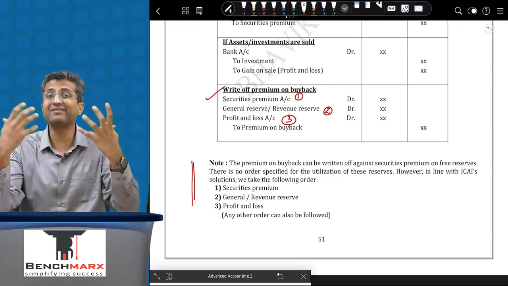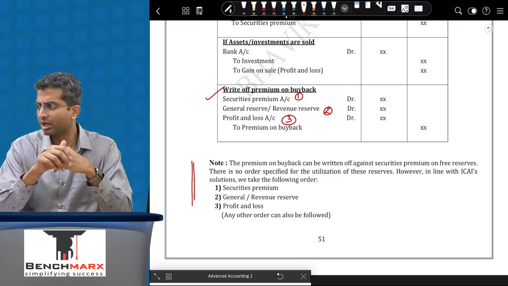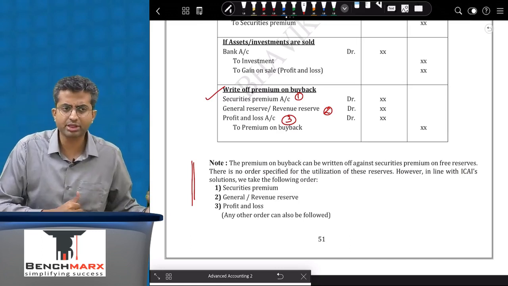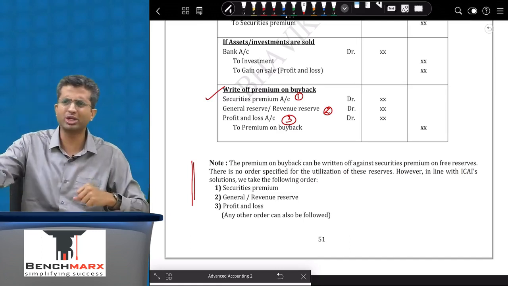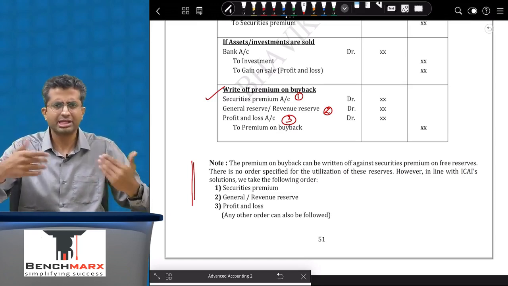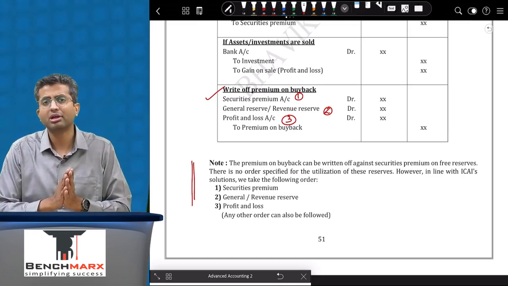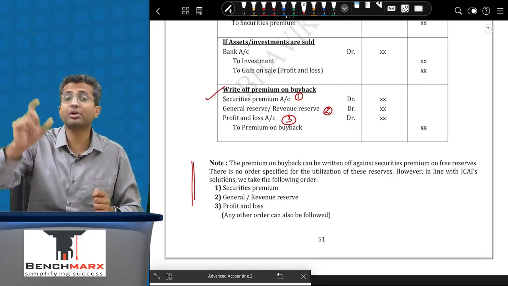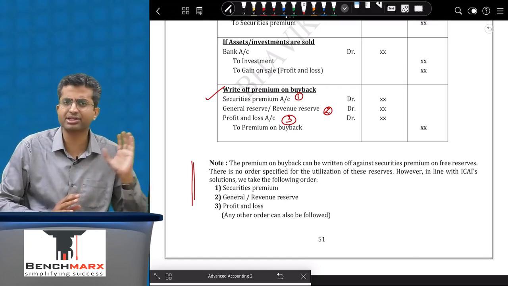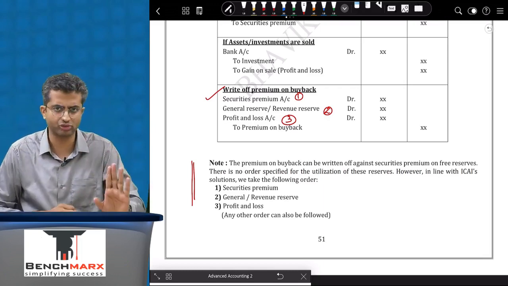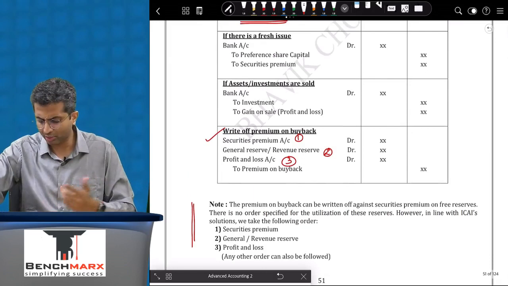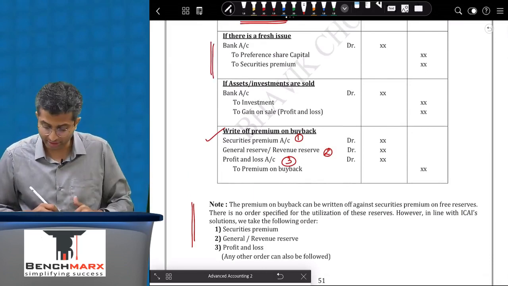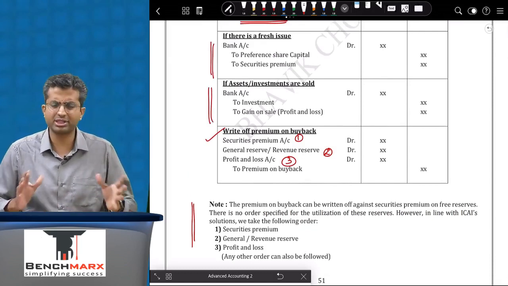Now, sometimes you might not have enough money for the buyback. So what can you do? You can probably sell some investments, in which case a journal entry is bank account debit to investment, and then profit or loss on sale of investment will be the balancing figure. Or you might actually do a fresh issue. Now, fresh issue can be done for a different category of shares. Like if the buyback is happening for equity shares, you can do a fresh issue of preference shares. Okay, so the entries over here will be bank account debit to preference share capital, and if there is some securities premium, then so be it. Or sale of investment, standard entry.